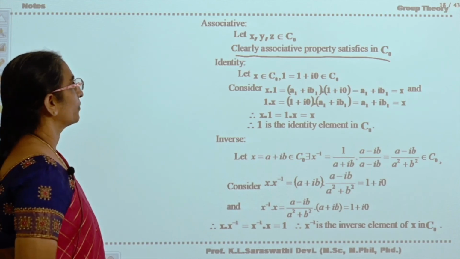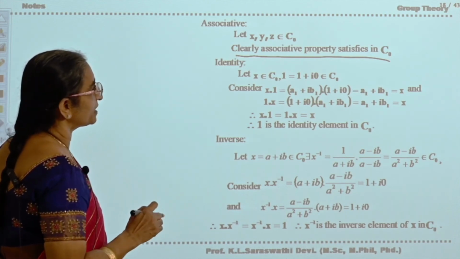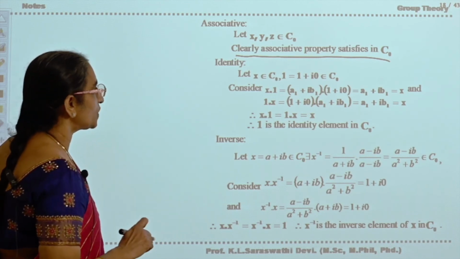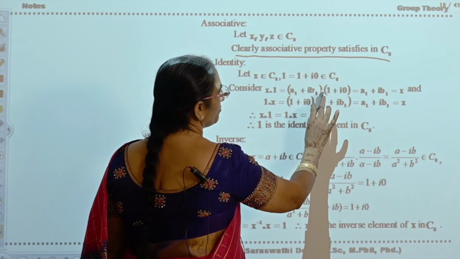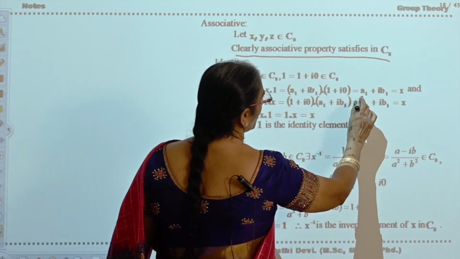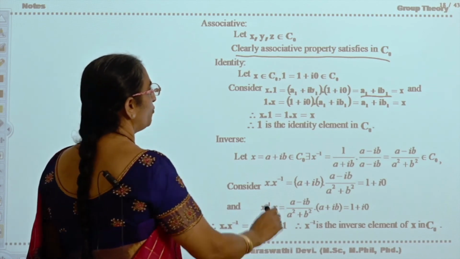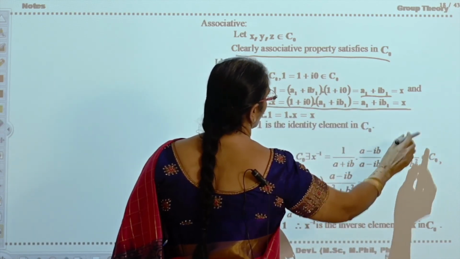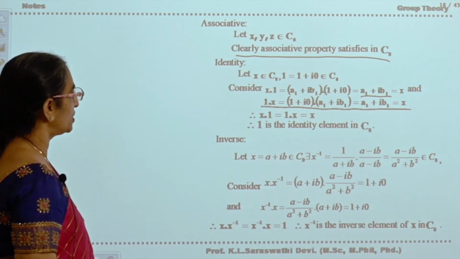Next, let x belong to C naught. 1 can be written as 1 plus i0, which belongs to C naught. Therefore, x into 1, that is a1 plus ib1 into 1 plus i0, is nothing but a1 plus ib1, which is equal to x. And 1 into x is equal to a1 plus ib1, which is equal to x. Therefore, 1 is the identity element.